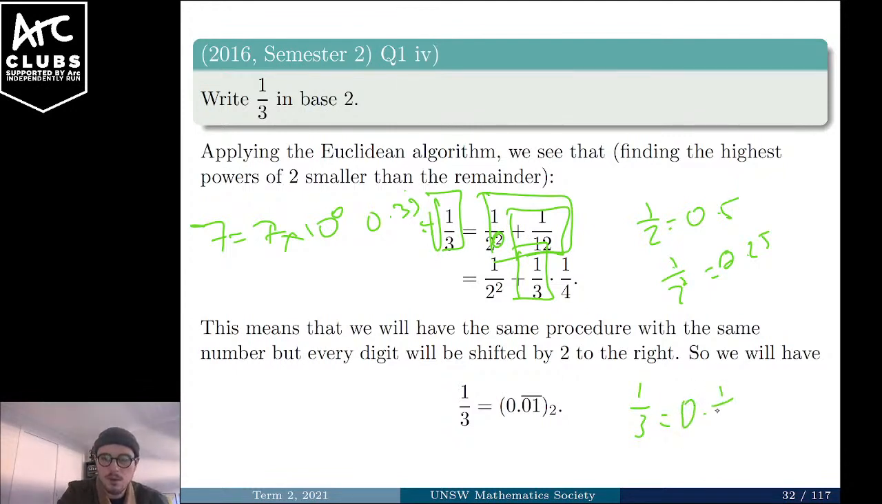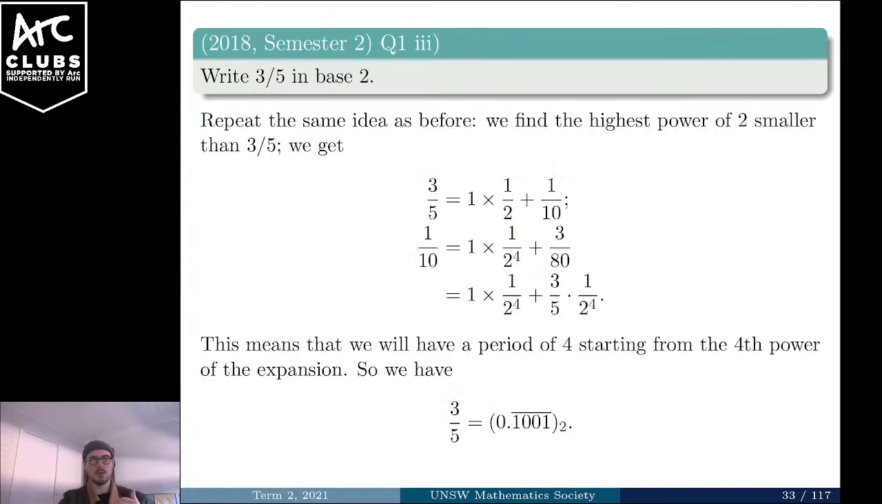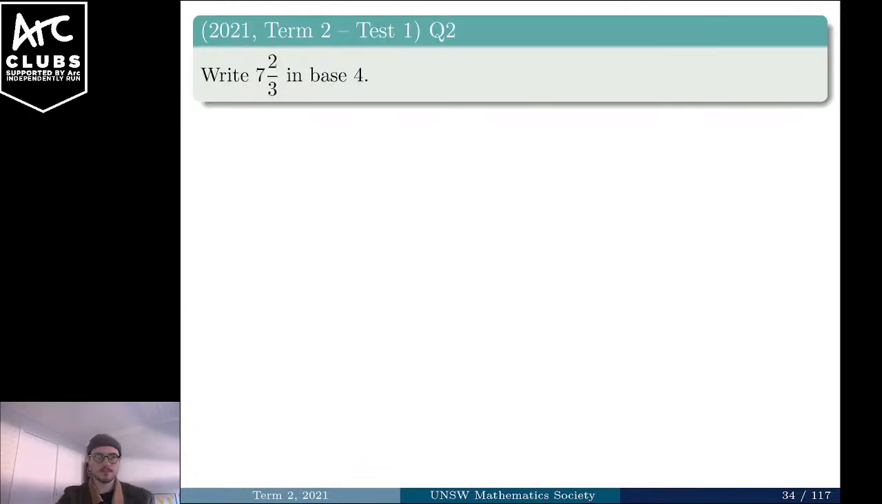So we've got 0 of these, and we've got 1 of these, and this pattern's going to repeat. We're going to have the 0 and the 1 repeating. So we've got 0.01, and this is repeating. That's how we do that. Cool. We're going to do some more questions. Let's keep going forward. Let's look at this one.